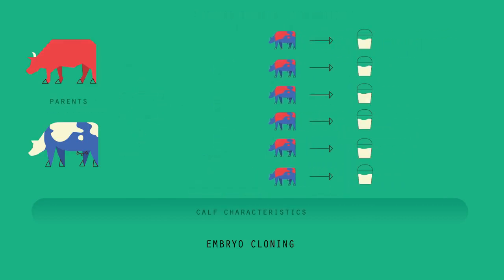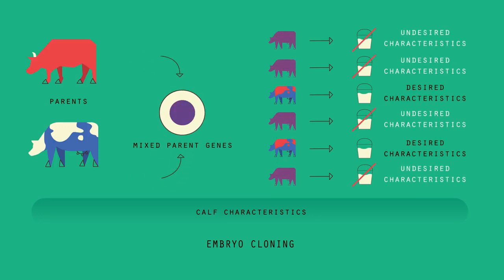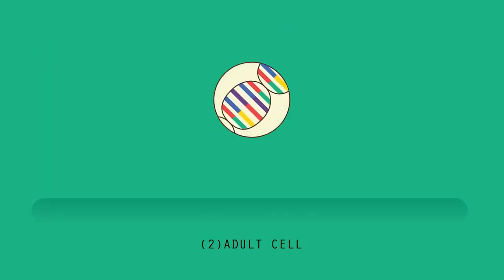Hopefully, the calves will have the characteristics that the farmer desires, but as sexual reproduction is involved and the genes from both parents are randomly mixed, there is always the chance that they won't. There is a way to get around that problem, and that is to use another technique called adult cell cloning. This is used to form a clone of an adult animal. You might have heard of Dolly the sheep. She was the first mammal to be cloned, back in 1996. There are several steps to this process.